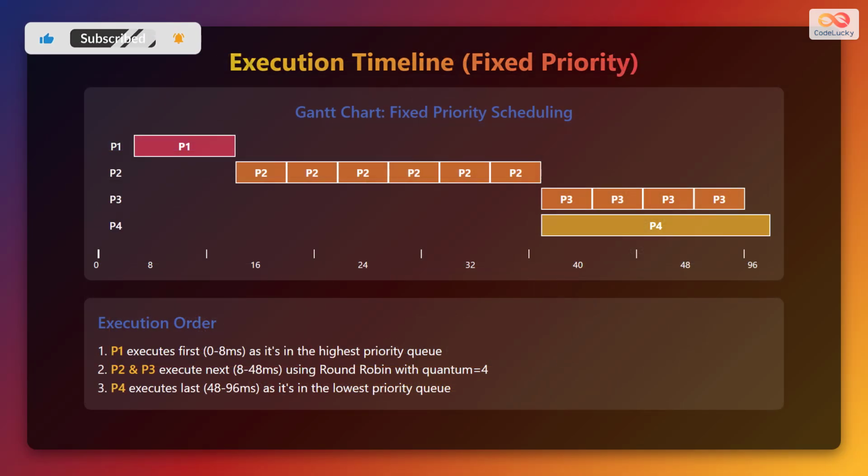Let's see a visual representation of the execution timeline using fixed priority scheduling. P1 executes first from 0 to 8 milliseconds because it's in the highest priority queue. Next, P2 and P3 execute using round robin with a quantum of 4 from 8 to 48 milliseconds. Finally, P4 executes last from 48 to 96 milliseconds because it's in the lowest priority queue. So with fixed priority scheduling, processes in higher priority queues get executed before those in lower priority queues.